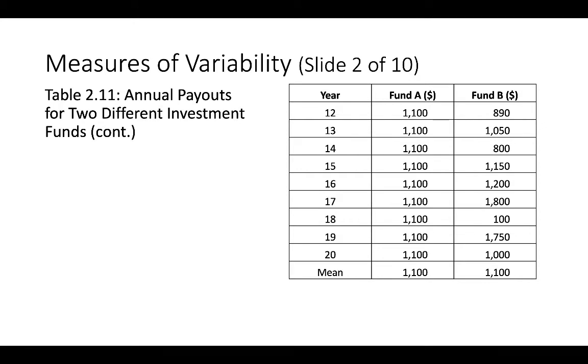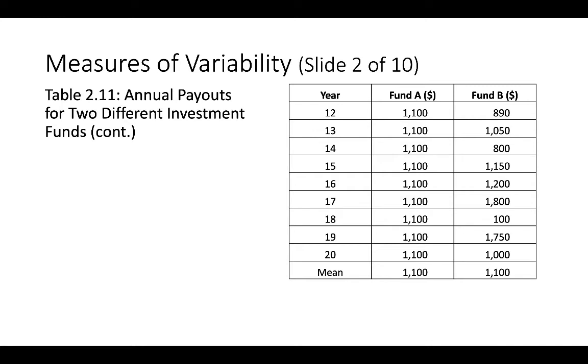Fund A consistently paid $1,100 every year. Fund B varies each year in payout amounts, ranging from $100 to $2,500 per year. The average annual payout of these funds is the same, which is $1,100, but they're not equal funds. So by just looking at the average, you can't really get the big picture. You need to also look at the variation.